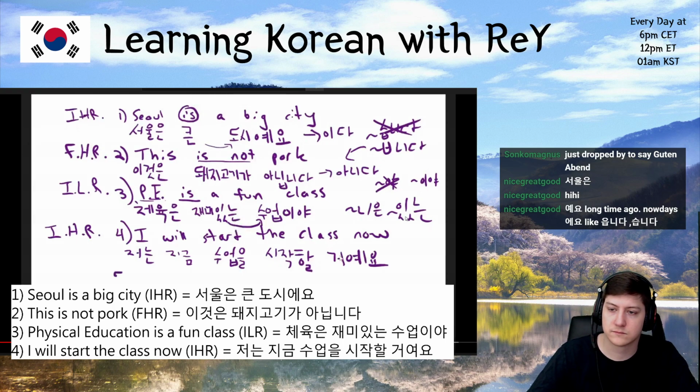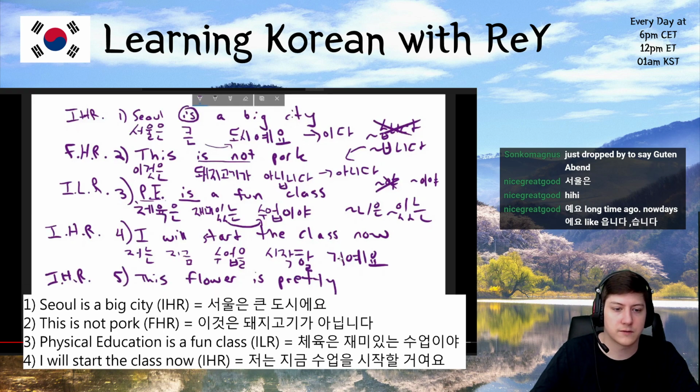The fifth sentence I would like you to try is, this flower is pretty. And let's conjugate that using the informal high respect form again. I'll give you 10 seconds and you can start now. Okay, we can do this.